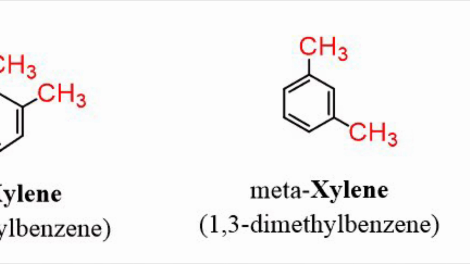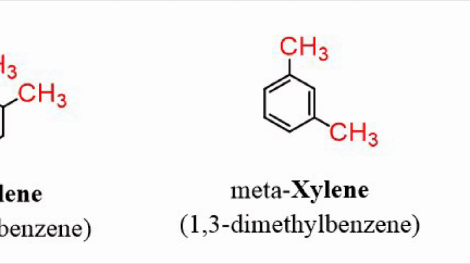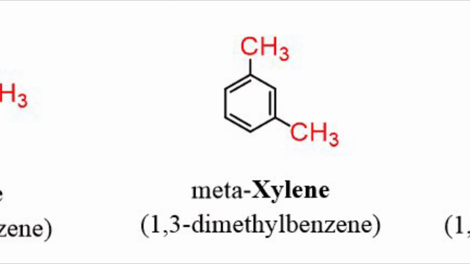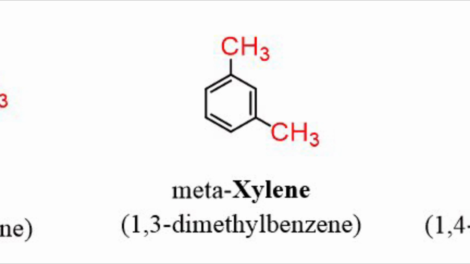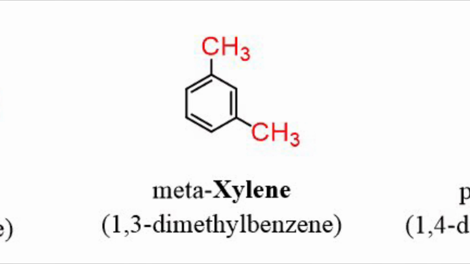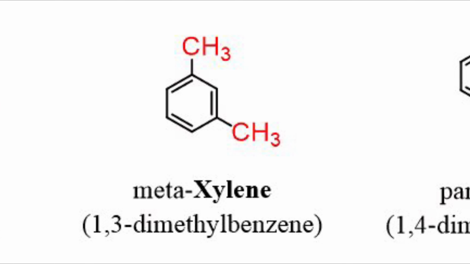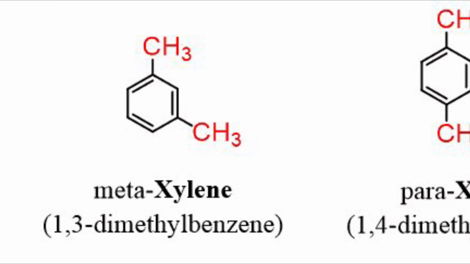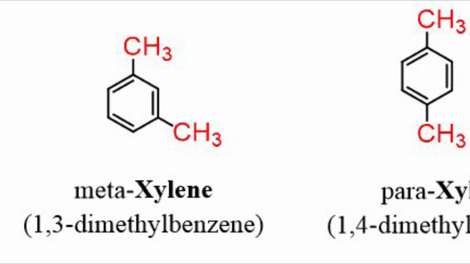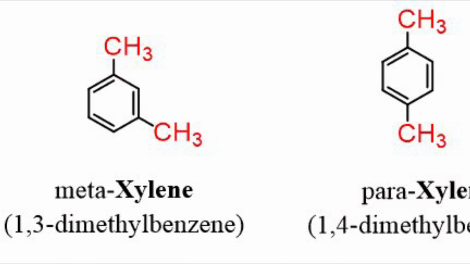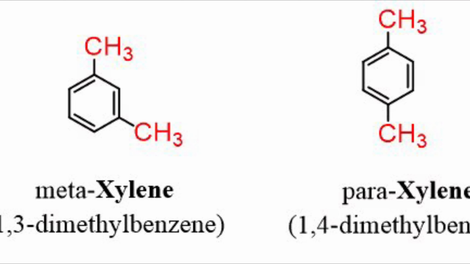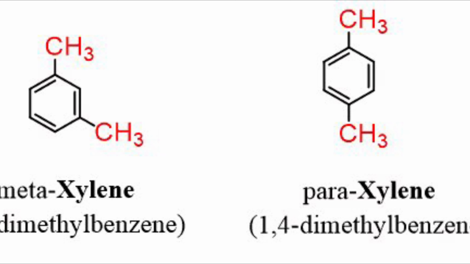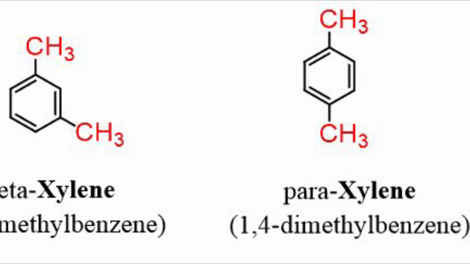In another example, here there are two methyl groups as substituents on the benzene ring. Their positions in the first one are 1 and 2, that is ortho-xylene. If it is in 1 and 3, it is called meta-xylene. If it is in 1 and 4, it is called para-xylene. The IUPAC name of ortho-xylene is 1,2-dimethylbenzene. Similarly, the IUPAC name of meta-xylene is 1,3-dimethylbenzene and para-xylene is called 1,4-dimethylbenzene.